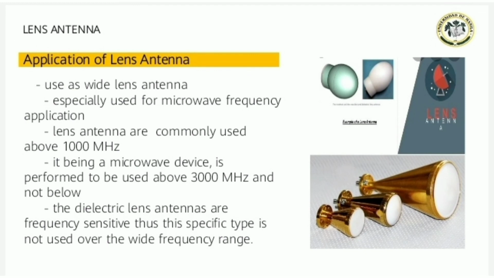There are five applications of lens antenna. First, use as a wide lens antenna. Second, use for microwave frequency applications. Third, lens antennas are commonly used above 1000 MHz. Next, being a microwave device, it is preferred to be used above 3000 MHz and not below. And the last, electric lens antennas are frequency sensitive, thus this specific type is not used over a wide frequency range.